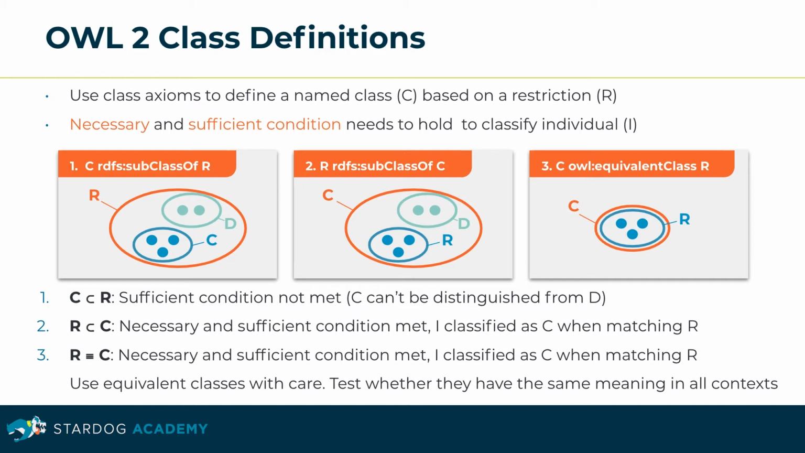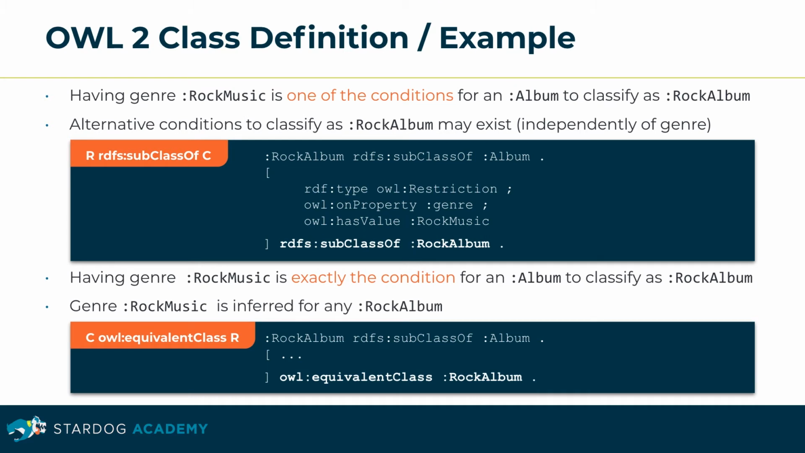For instance I, it is necessary and sufficient to match the restriction in order to be classified as instance of the equivalent class C. We recommend to use equivalent classes with care as they may lead to unintentional inferences. Please test whether the equivalent classes are interchangeable and retain the same meaning in all contexts. This slide contrasts the class definition via the subClassOf and equivalentClass axioms.